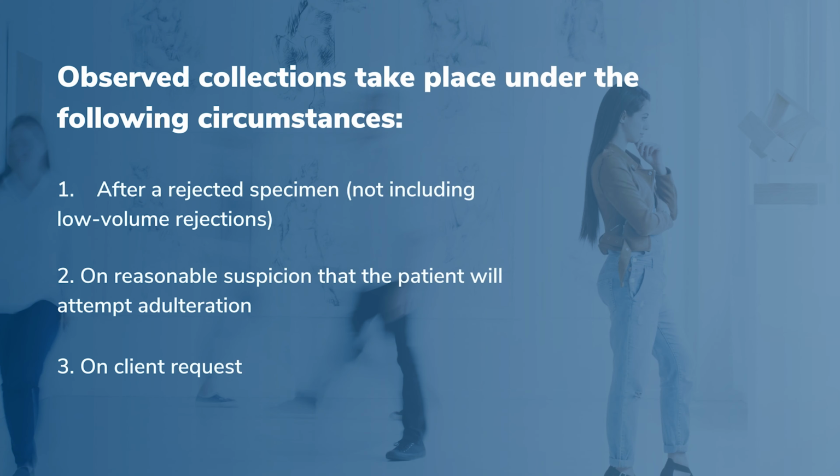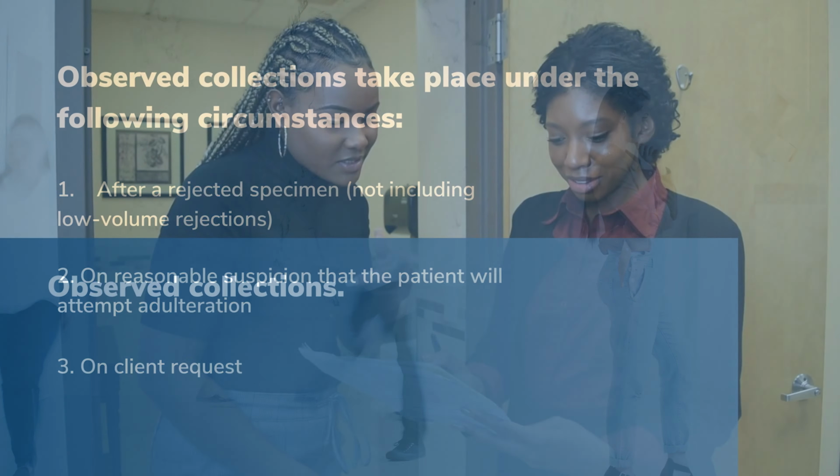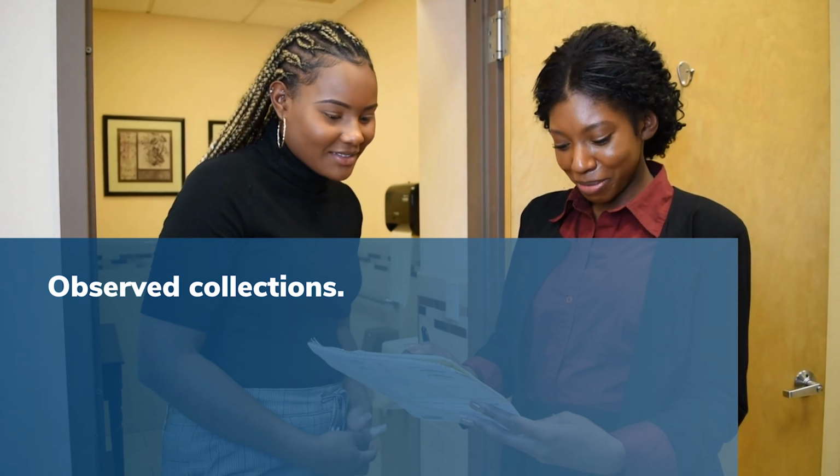Observed collections take place under the following circumstances. 1. After a rejected specimen, not including low-volume rejections. 2. On reasonable suspicion that the patient will attempt adulteration. And 3rd, on client request. Observed collections.